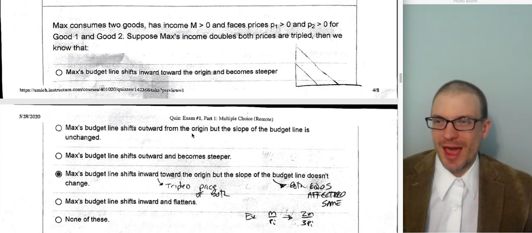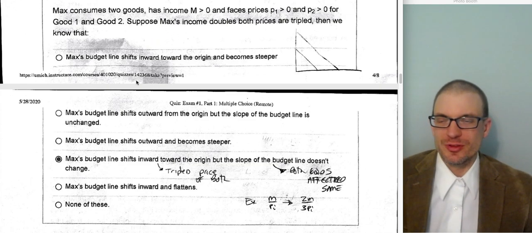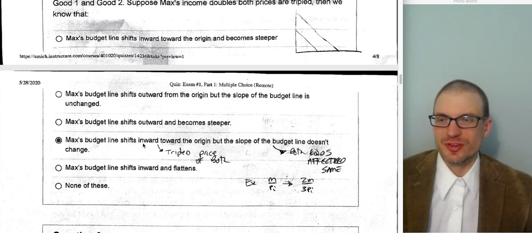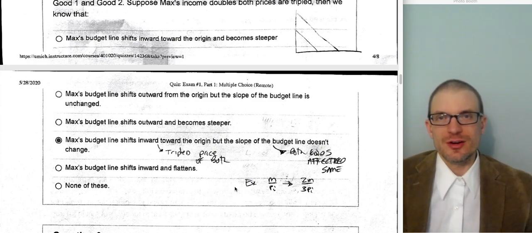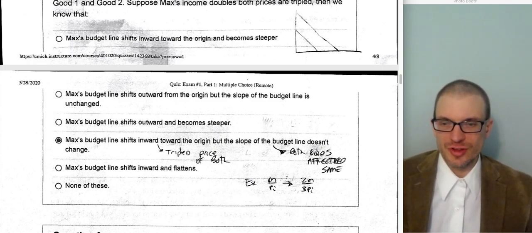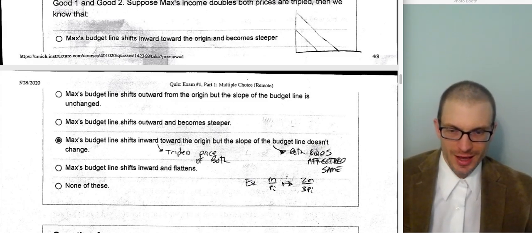All right. So question 8: Max consumes two goods, has positive income, positive prices. Suppose Max's income doubles and both prices triple. What happens? Well, Max's budget is going to shift inward towards the origin. The slope's not going to change, right? Triple the price of both goods, and both goods are going to be affected the same way. All these dynamics taken together is essentially going to look like this. The intercepts for good 1 and good 2 are going to be of the form m divided by pi.